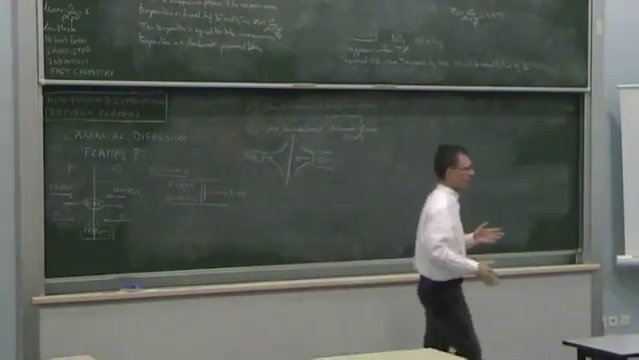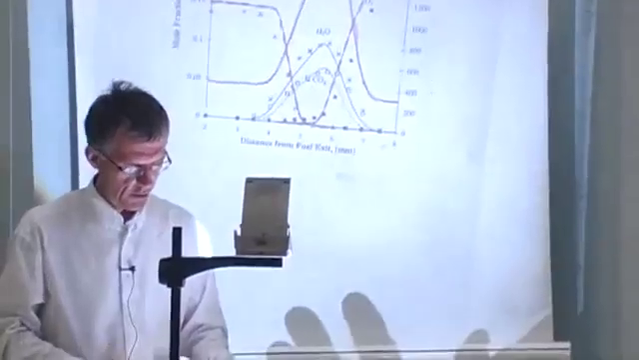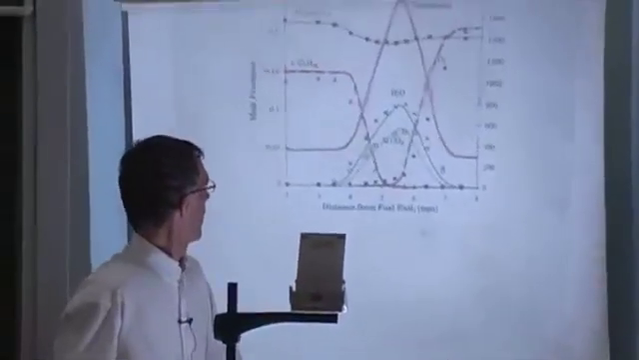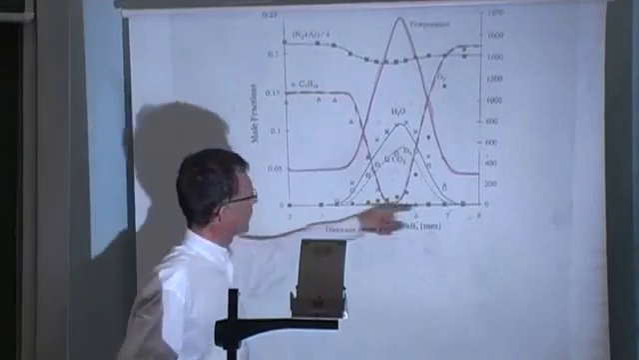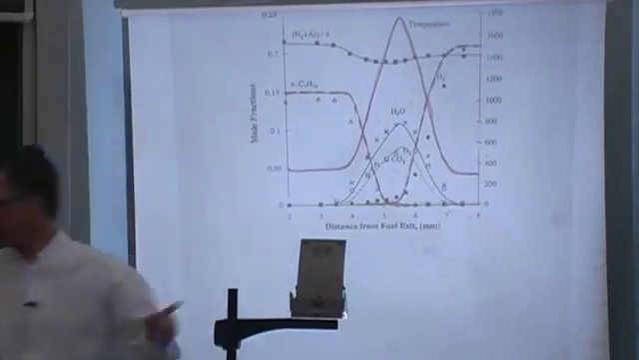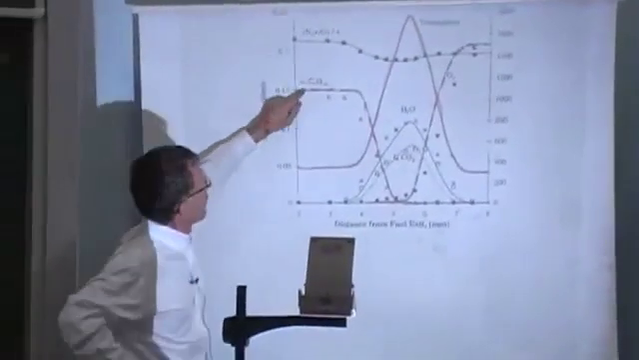So let me first show you how these flames look like. I haven't done that yet. This is an example. This is a full computation with chemistry and everything. And you can see here the distance. That means this axis is equal to this one. And you can see the profiles of different things. For example, here you have the profile of the fuel.